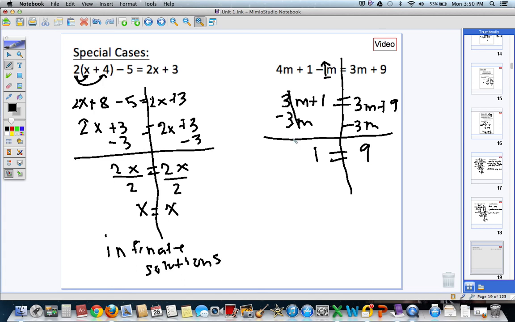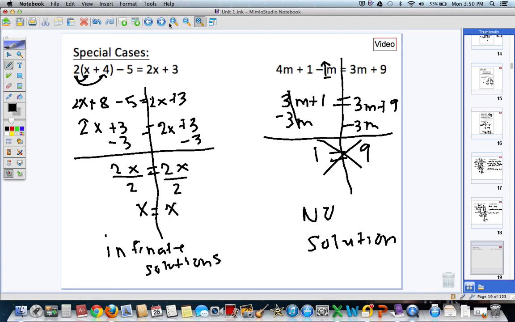So my answer right now is 1 equals 9, and this is not a true statement. So when you get something that is not true like this, that means there is no solution. When you get something that is not true, like maybe you have 5 equals 2, 0 equals 1, that's not a true solution, so you write no solutions.